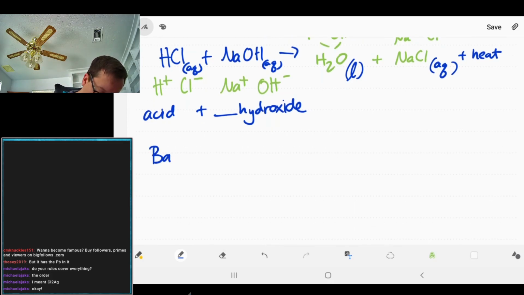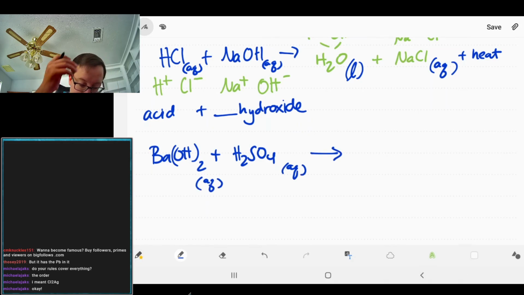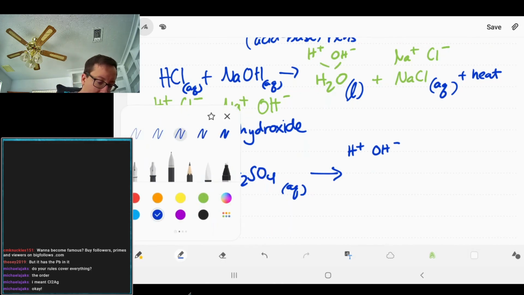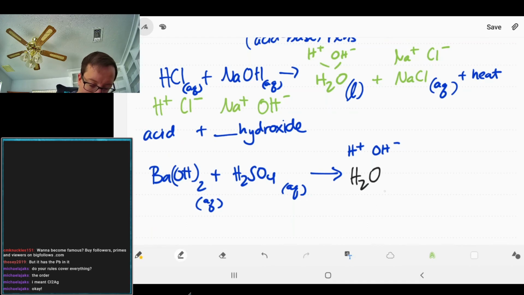Here's another example. Again, it doesn't matter what order you put them in. I put the water first and then my other ionic compound. I could do it the opposite, or I could do it the same way. Product order doesn't matter. I could put the NaCl first and the water second. We see here again, this is acid-base because we're going to have H+ and OH- coming together. That's going to make water. Water is a liquid. The other compound we make is barium sulfate.